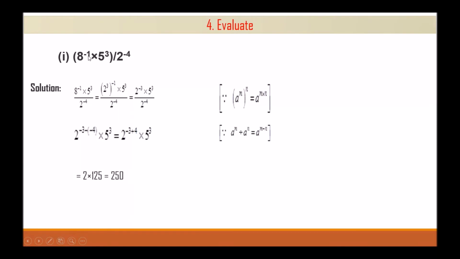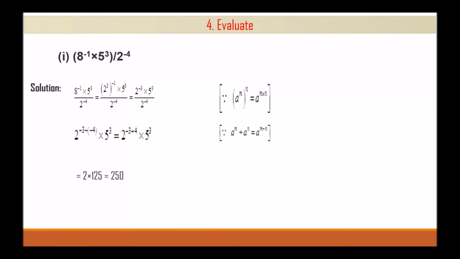Next, fourth question is evaluate (8 raised to minus 1 into 5 raised to 3) whole upon 2 raised to minus 4. So 8 we can say 2 cube. So 2 raised to minus 3 into 5 cube upon 2 raised to minus 4.